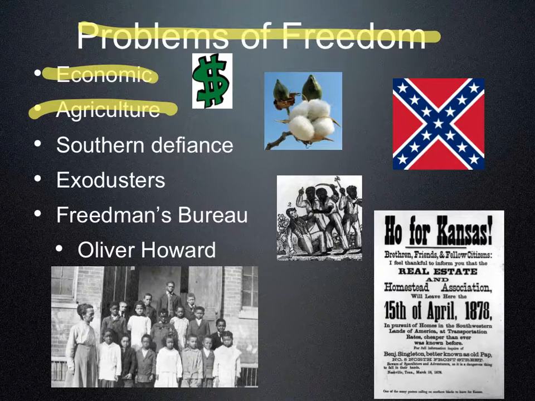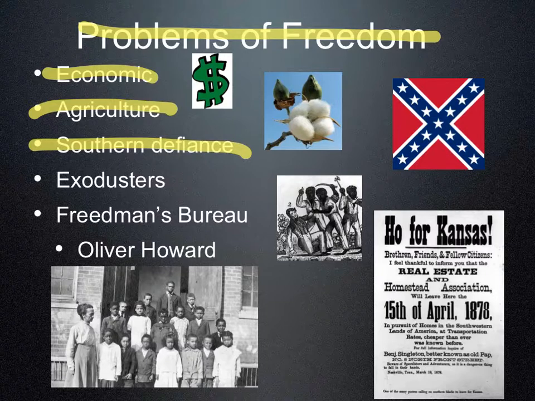Okay? Our third problem really is Southern defiance. White Southerners resented or defied Northern influence. They didn't want Northerners coming into the South telling them how to rebuild, how to run their lives, how to set up their governments and so forth. But the problem is that the North was the only one that could afford to help the South rebuild. So the South is kind of at an impasse here. They don't want Northern influence, but they need Northern money.